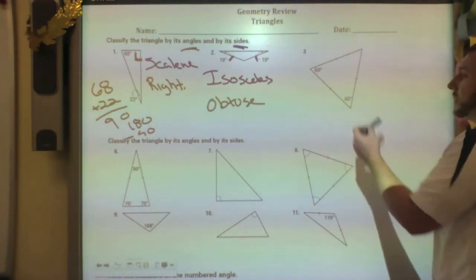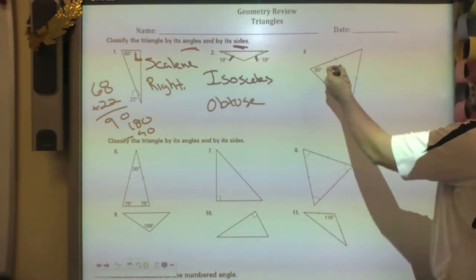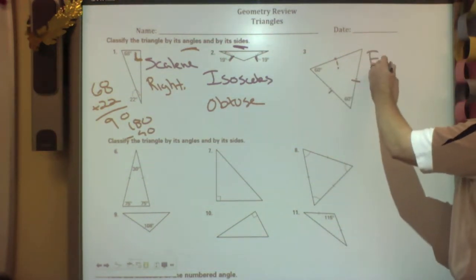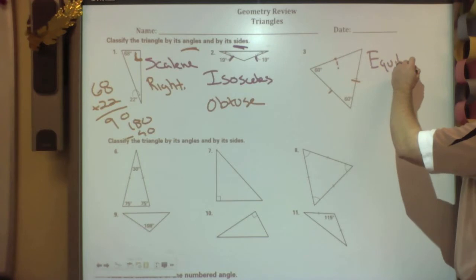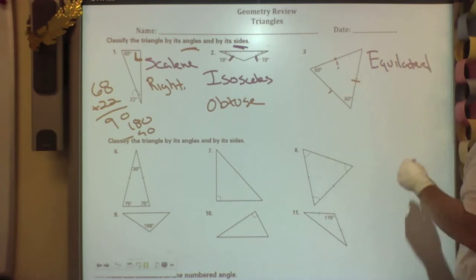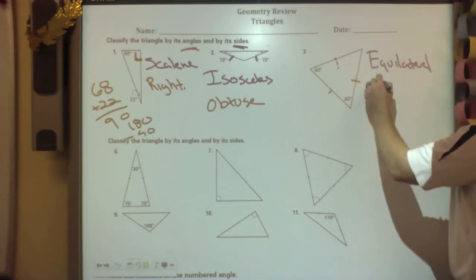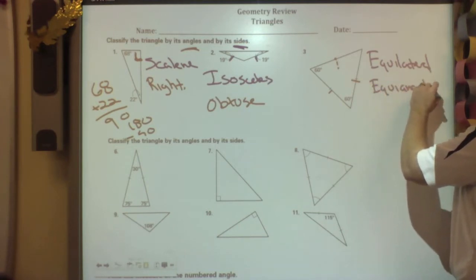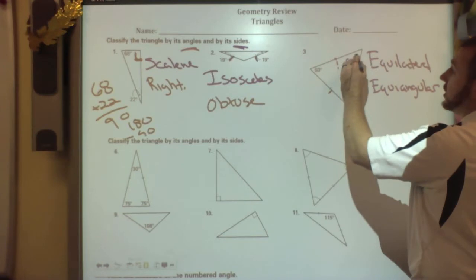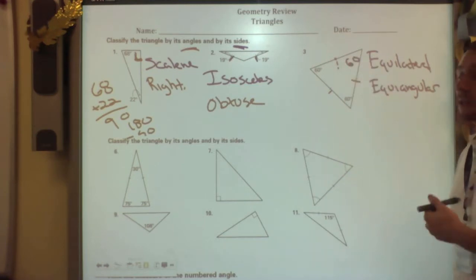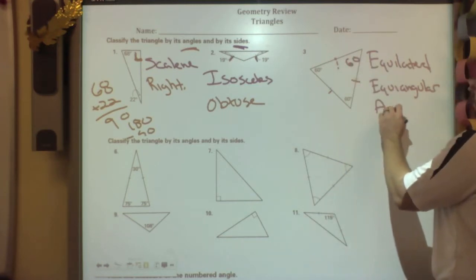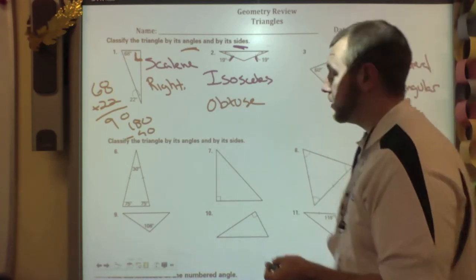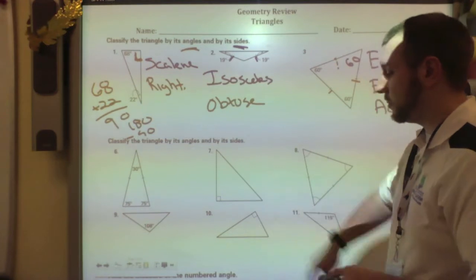This one, okay, again, all these sides are marked, so this is equilateral. And also the angles, because all of these will end up being 60 degrees. You could also say that it is acute for the angles also. So that's what you were doing for this section right here.